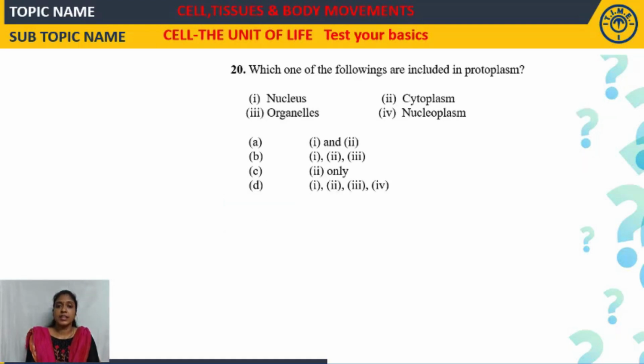Then 20. Which one of the following are included in protoplasm? First one, nucleus. Second one, cytoplasm. Third one, organelles. And fourth one, nucleoplasm. So what all things are included in the protoplasm? Protoplasm is the living substance of a cell which includes nucleus, cytoplasm, cell organelles, and nucleoplasm. What do you mean by nucleoplasm?